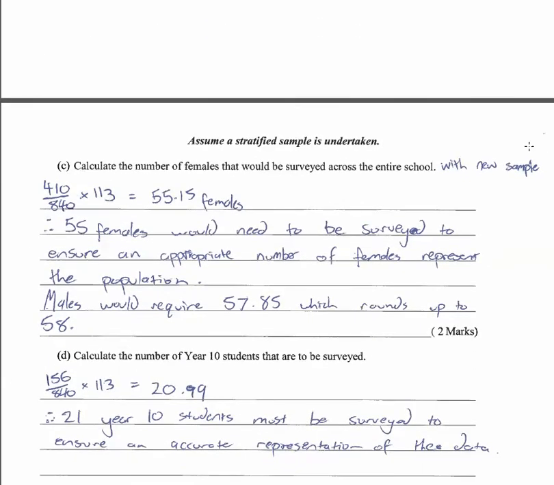So the next question here does get us to look at a stratified sampling method. So there was 410 females in the population, out of the 840, so they want to know how many of the students we need to survey with the new sample. So the way we do that is we go 410, so that's the population of the females, over the entire population, which is 840, times 113, because that's the minimum number of students we require for the survey. And you'll get an answer of 55.15 females.